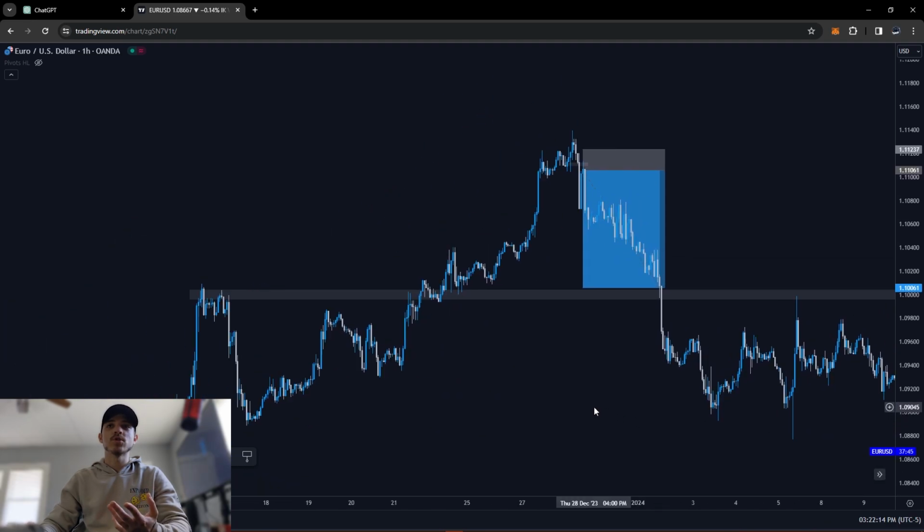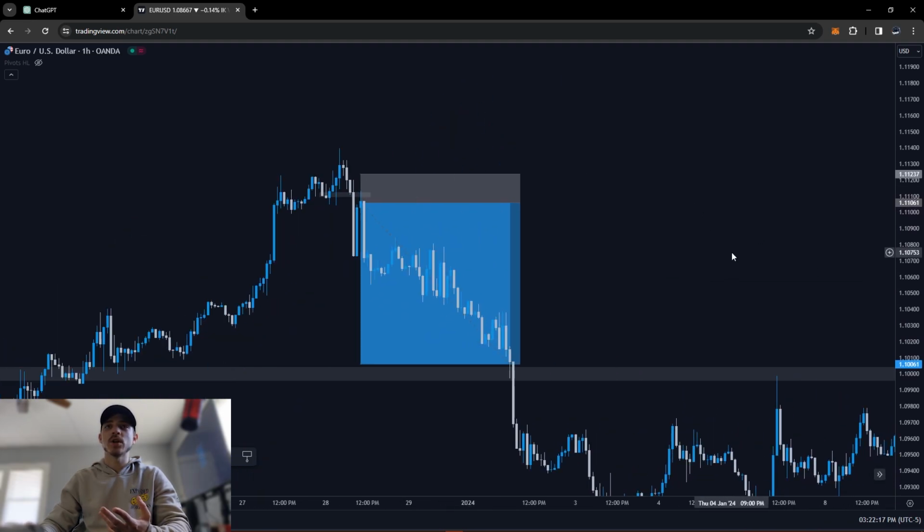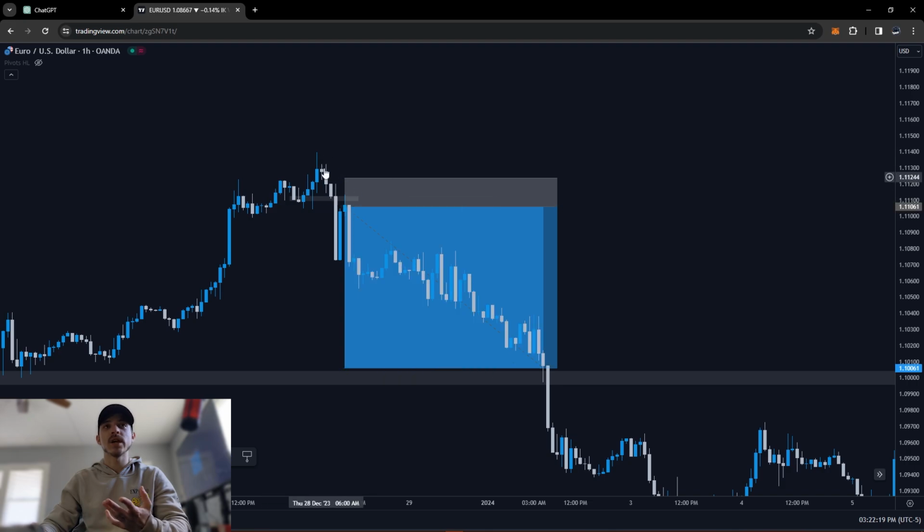But overall, super simple trade. We're just trading market structure, and then also looking at patterns that align with market structure itself, which is the head and shoulders. It's my favorite pattern. Doesn't matter if it's normal or inverted. It's something I always look for when market structure is changing.